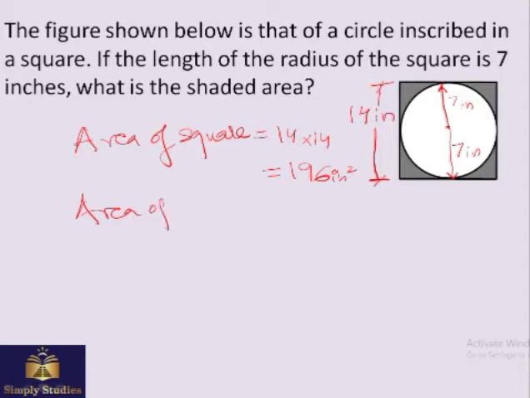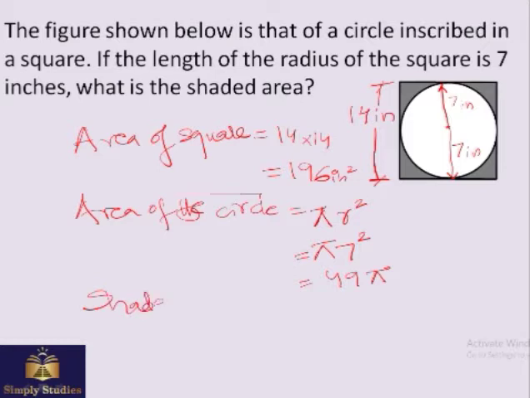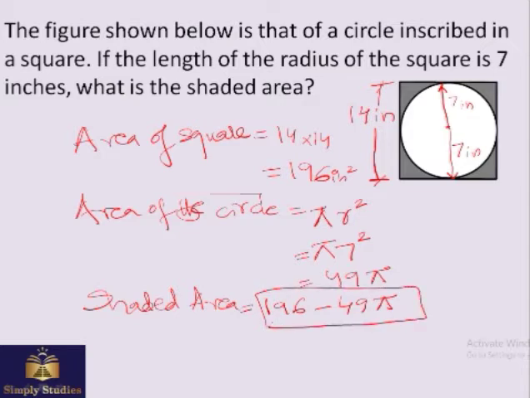So the area of the circle is pi r squared, and r in this case is 7, so it becomes 49 pi. It means the shaded area must be equal to 196 minus 49 pi. This is how it will be given in the choices in most of the problems, and in some cases you might be asked to calculate the exact value without this pi.